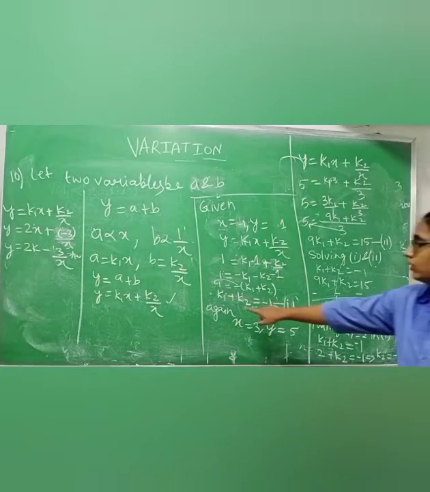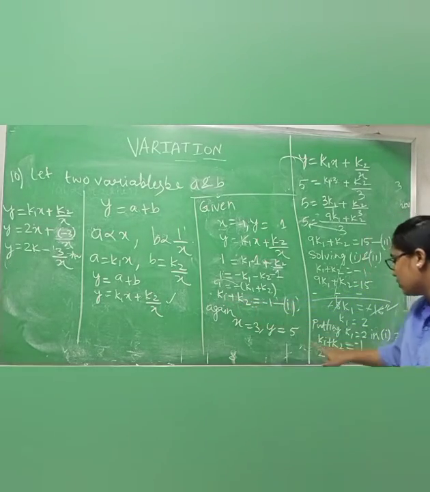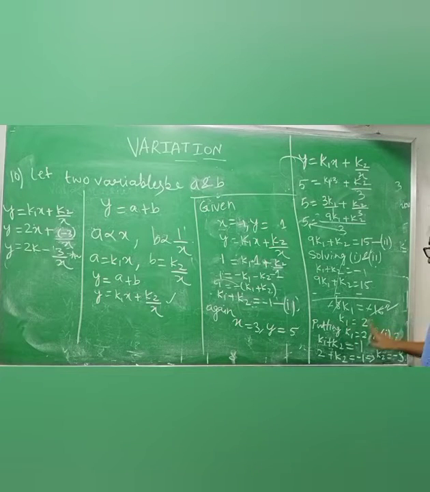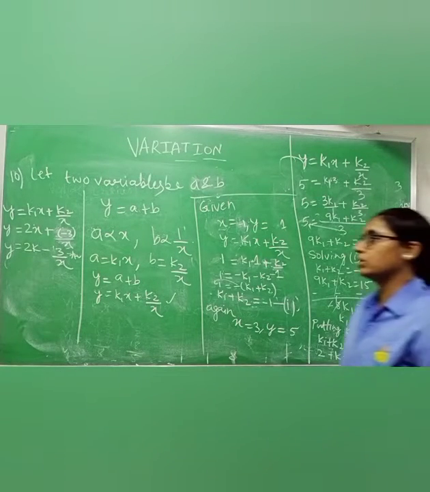So what is equation 1? k1 plus k2 equals minus 1. In place of k1 I am putting the value of k1, 2. Then I am getting 2 plus k2 equals minus 1. Now this plus 2 will come to this side and become minus 2. So k2 you will get minus 3. Now k1 value you are getting 2, k2 value you are getting minus 3.